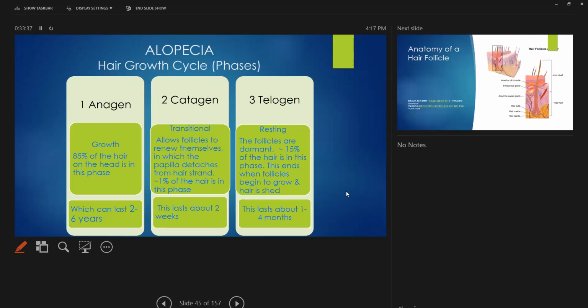So hair grows in 3 different phases. You have the anagen phase, in which 85% of the hair is, and it lasts for 2 to 6 years. Then you have the catagen phase. This is a transitional phase, which allows the follicles to renew themselves and lasts about 2 weeks. And then the telogen phase, in which the follicles are dormant, they're resting, and about 15% of your hair is in this phase. So the hair is always going through these 3 phases, and all different parts of the hair or scalp itself are in one of these three phases.